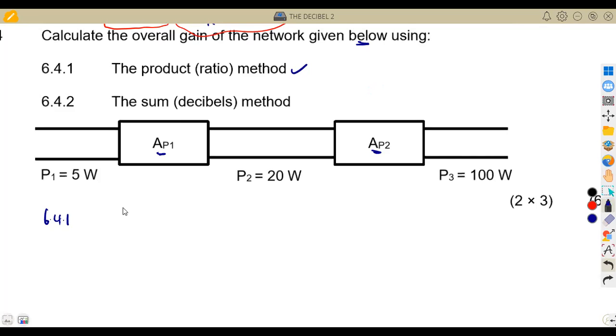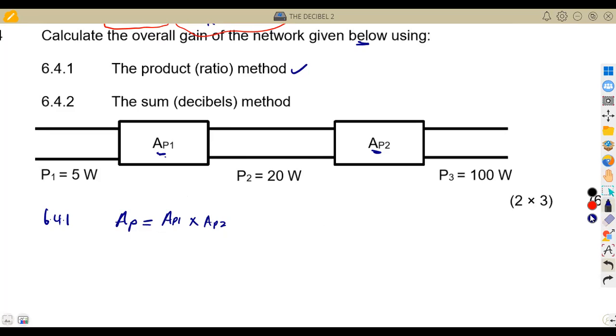given here. So meaning to say our overall gain, you can write as A total, or you can write as AP. All right, so this is going to be the product of the gains that you're given, which is, as you are given here, AP1 times AP2. If you are given A1 and A2, you just multiply A1 times A2. But in this case, they wrote it as AP. Just write the way that you are given there.